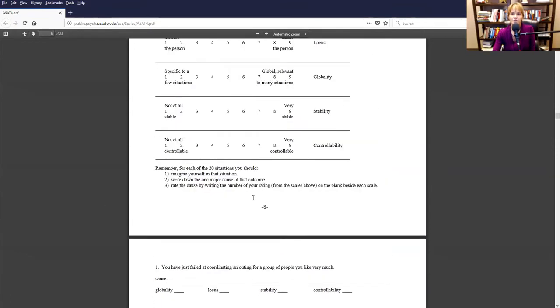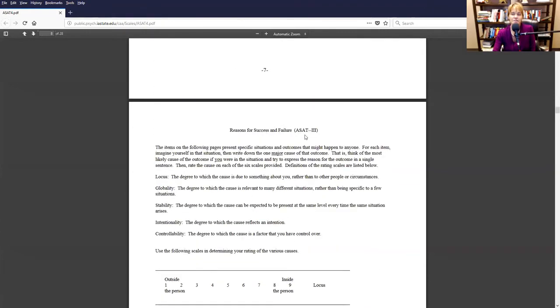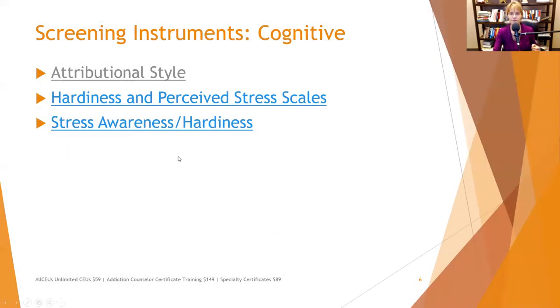And then there are other reasons for success and failure, the ASAT-3. It looks at the locus of control, whether people use a global or specific attributional style, whether they use a stable, that means it's forever and always, or changeable, they can do something about it, attributional style. So you can see as we talk how attributions can have a big effect on a person's sense of hopelessness and helplessness. So again, those 3 scales I've linked to, you can access them.